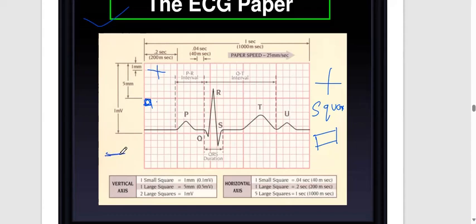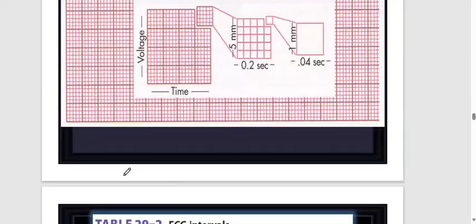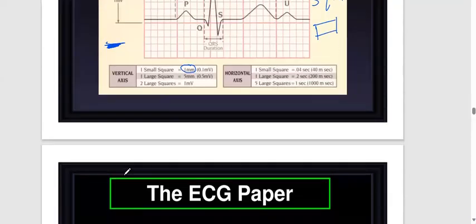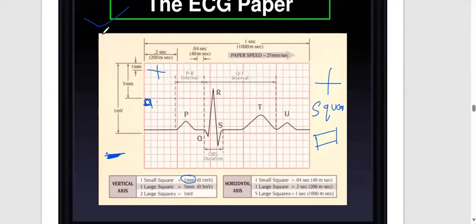So here on the vertical axis, this space is 1 mm. Sorry, on the vertical axis, two large squares. So this is one box. Okay, so the diameter of each small box is 1 mm. The complete large box is 5 mm. Okay, this is one box, so one large box is 5 mm.